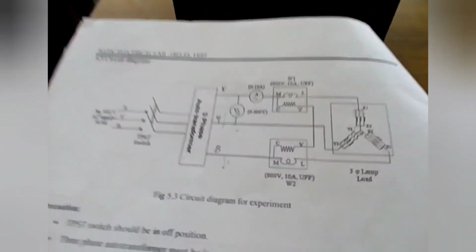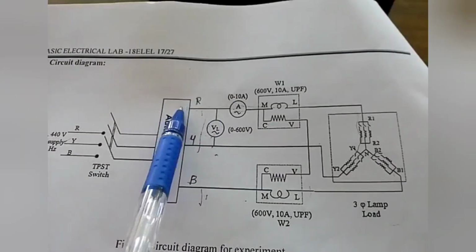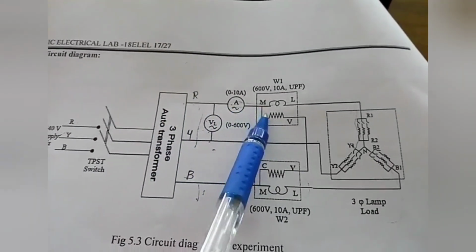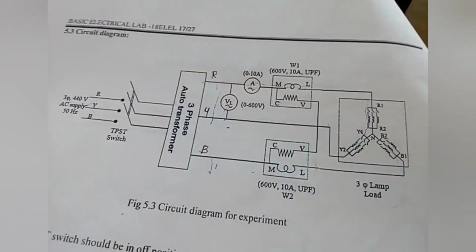So here we understood that the voltmeter is connected between R and Y phase, and also through this R line we are giving to the ammeter, again to the wattmeter, and again from the wattmeter we are connecting to the lamp load.